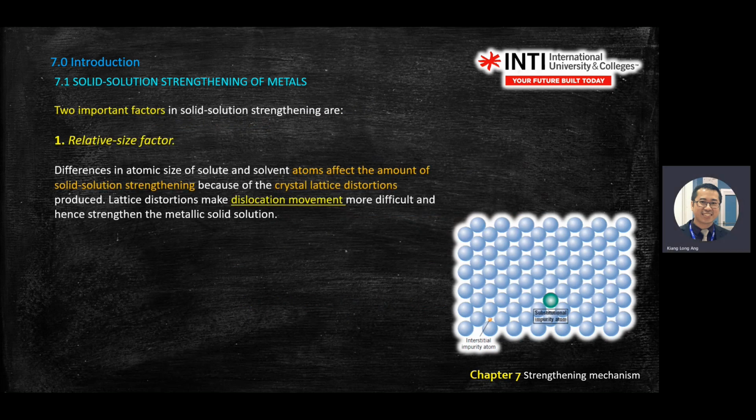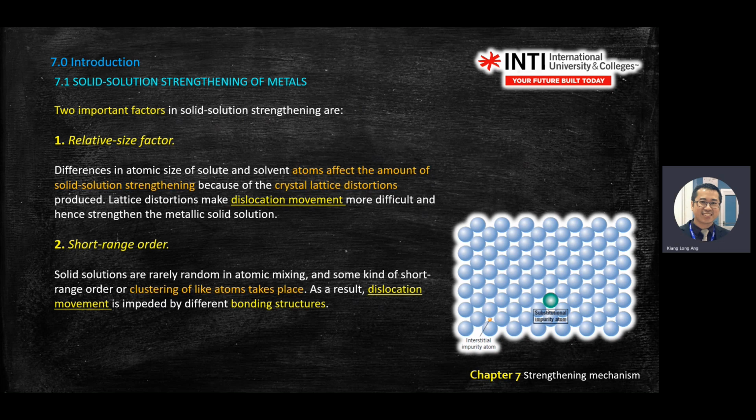So there are two factors in how you do solid solution strengthening. I'll give you two. Imagine you have a hole there, and how you fit inside the hole is what gives you strengthening. So first, you look at the size factor, or relative size factor. By the size, it will create a type of strain inside the lattice.